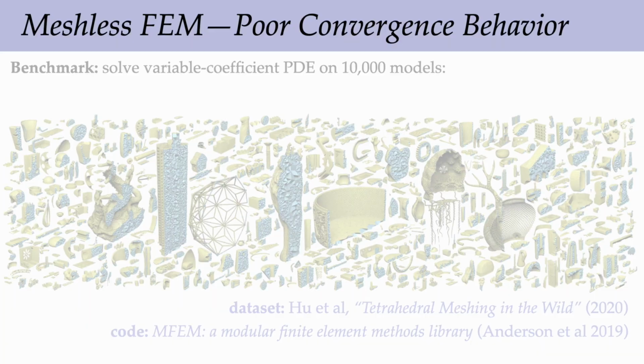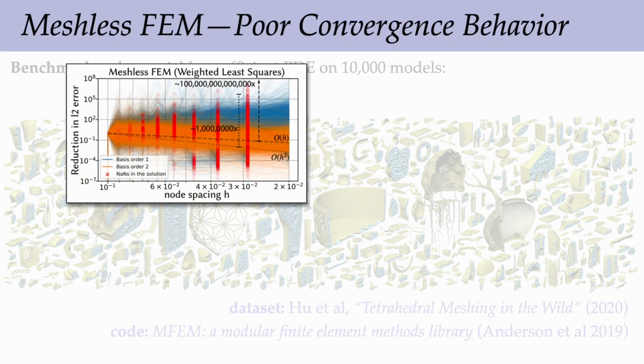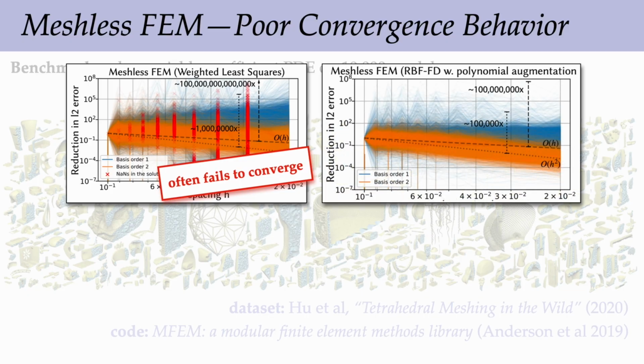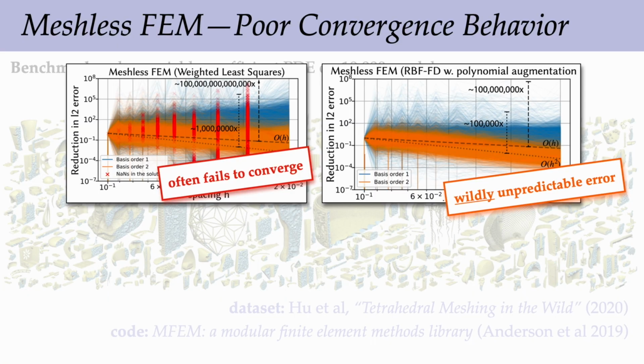And what we see is that when we try to solve some kind of variable coefficient problem on these PDEs, we get a behavior that is actually known in the meshless finite element world as stagnation. So these methods actually fail to converge. If we go and get kind of the latest and greatest research method for meshless finite elements, we see that things do actually now have some guarantee of convergence, but the error is wildly unpredictable. So across different models in the dataset, we have something like 100 million times variation in the error, right? So how much computation do you need to do to get good results?